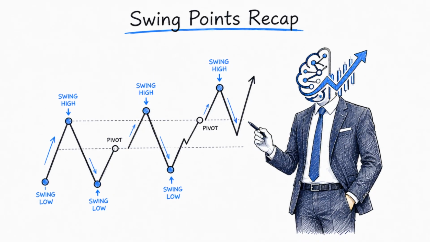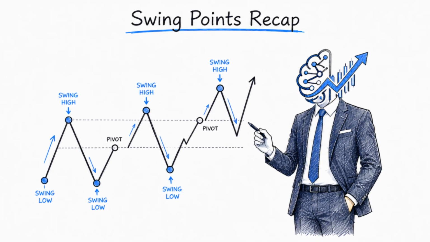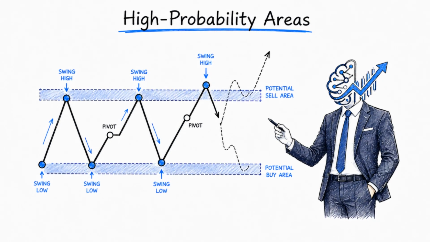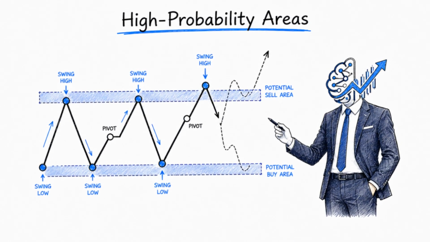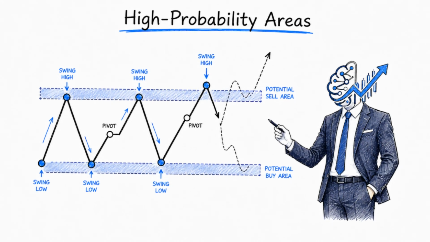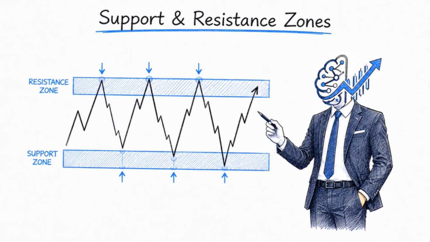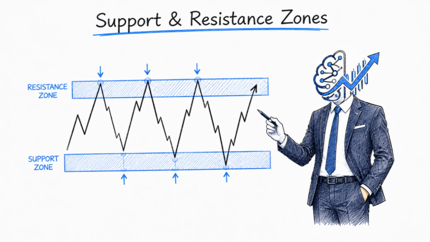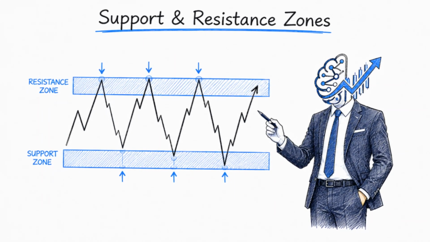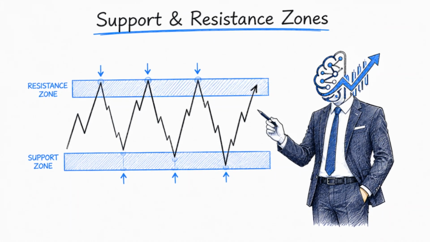Now that you know how to identify swing highs, swing lows, and pivots, the next step is learning how traders use those areas to find high probability trading locations. In the next lesson, we'll explore support and resistance as zones and learn why professional traders don't treat support and resistance as single lines, but as areas where price is most likely to react.